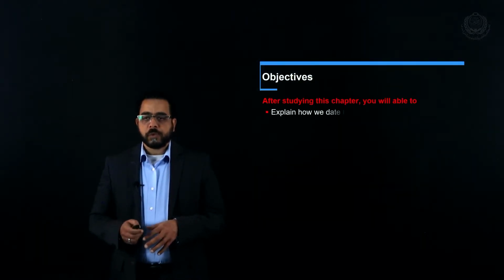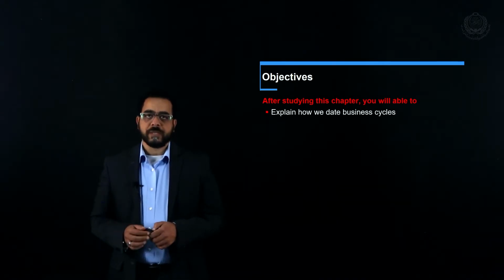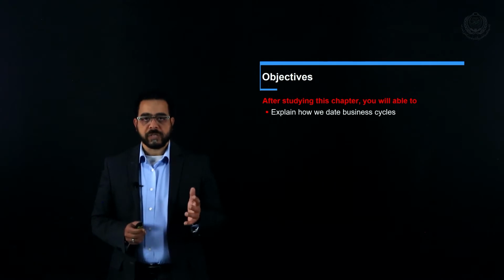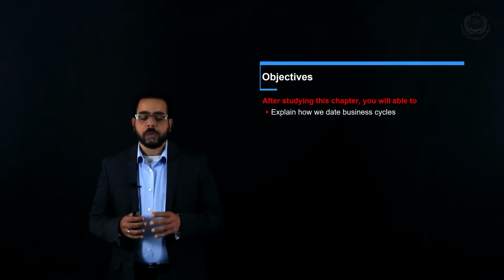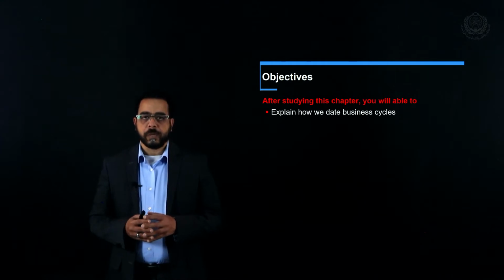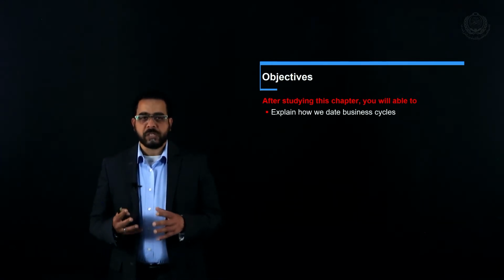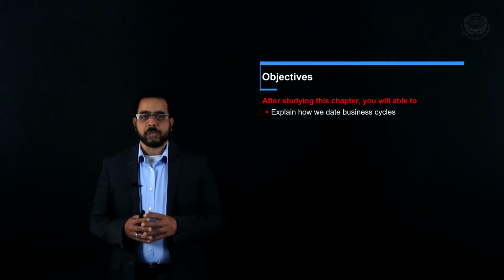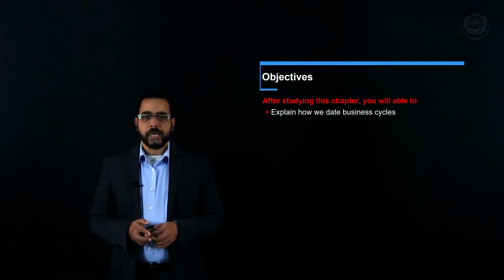So what we are up to today, we're going to talk about explaining how we date the business cycle. We know from our previous lectures that dating the business cycle is related to economic growth, but actually it's not the only indicator. One of the indicators that we use to actually date the business cycle is the unemployment rate, which we will be introduced to in today's lecture.